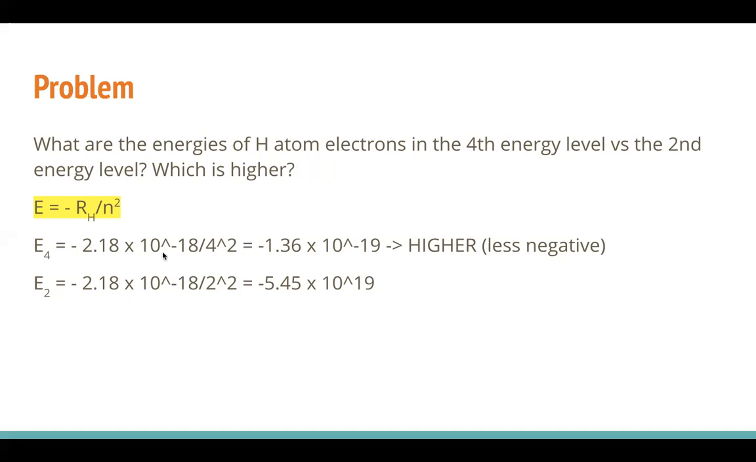In questions like these, it's almost impossible to do without a calculator. I'm sure some geniuses can manage it, but just think about it in terms of proportions. There's only one variable here, and that's n. So you can forget about Rydberg's constant and just do negative 1 over 16 versus negative 1 over 4. Negative 1 over 16 is less negative, and that's how you would know that the energy level is higher.